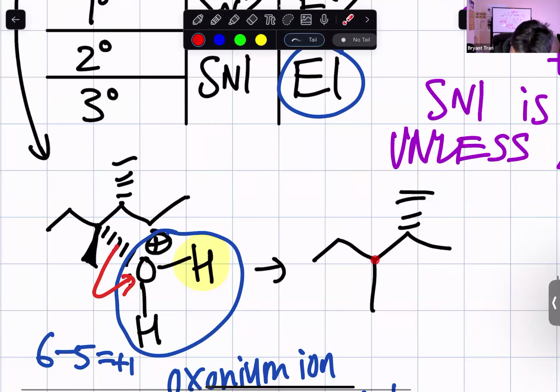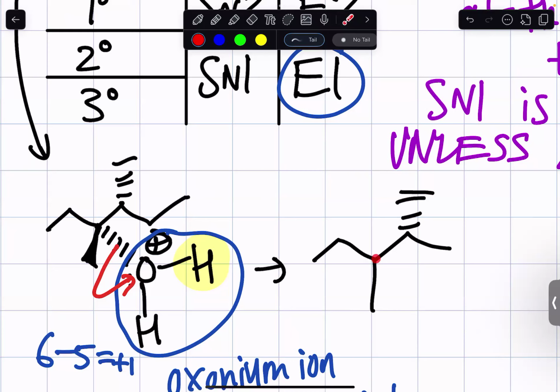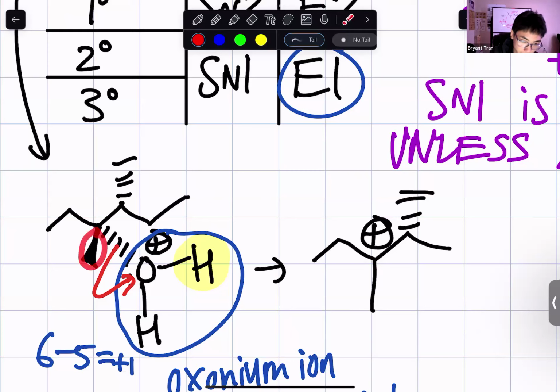And what charge would this carbon have now? +1, so it would be a carbocation. Right. And that's why I am getting rid of that wedge stereochemistry, because it's sp2 hybridized, which is flat and planar. There's no wedges, no dashes on that carbon.